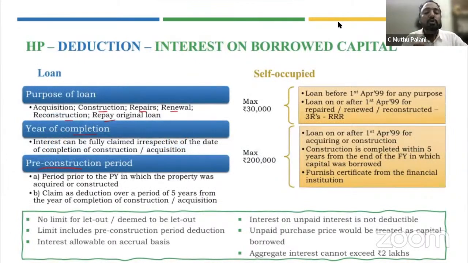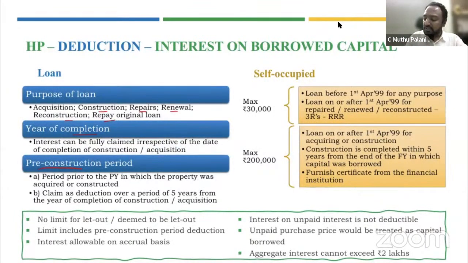So I have borrowed a loan in 2021. The construction is completed in 2023. Interest from 2021 to 23 is the pre-construction period. From 23, it becomes your actual interest. So what about the interest in 21 and 22? It will be treated as pre-construction period interest. It is very simple. Calculate the pre-construction period interest, divide it by 5, and you claim it over a period of 5 years. So this pre-construction period interest is eligible over 5 years. And whatever is the interest after completion is eligible as it is.